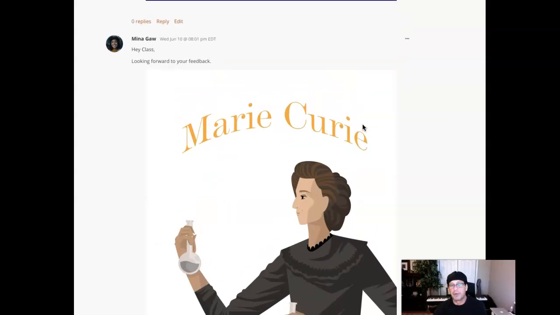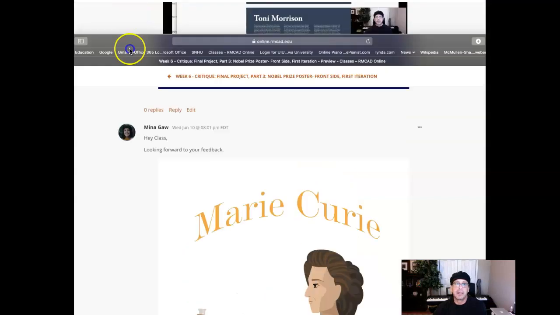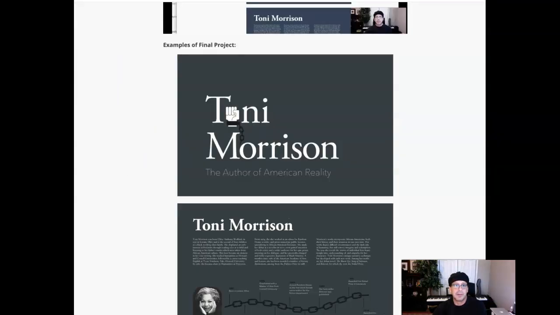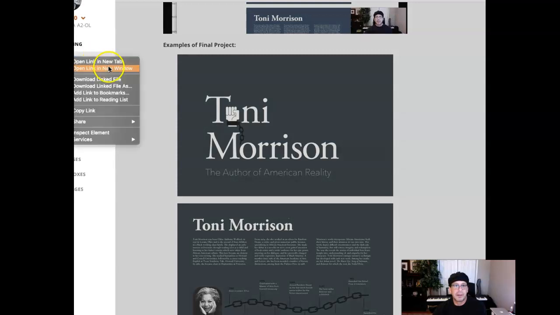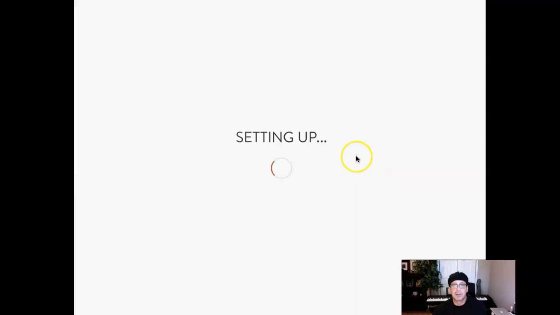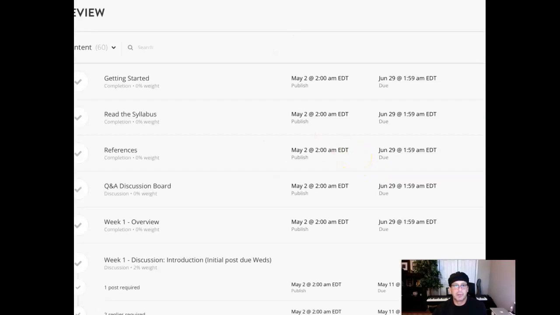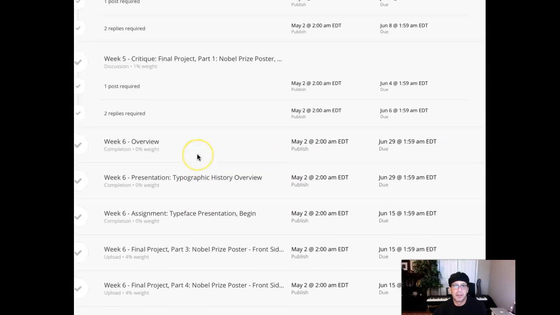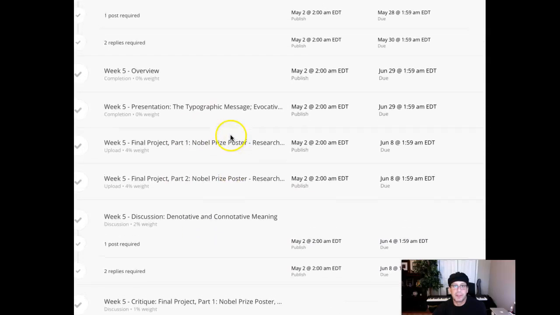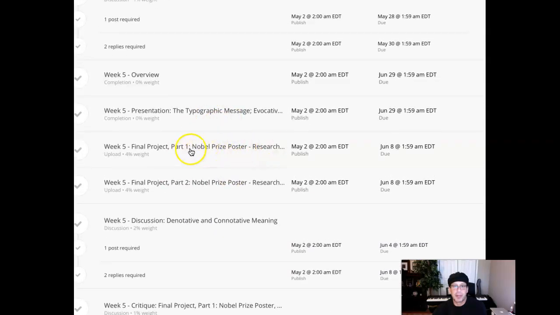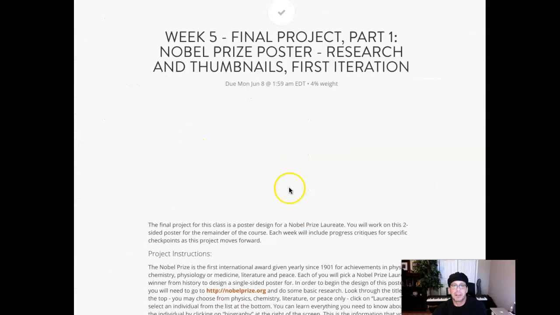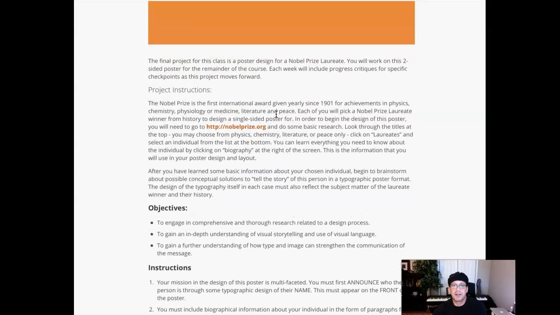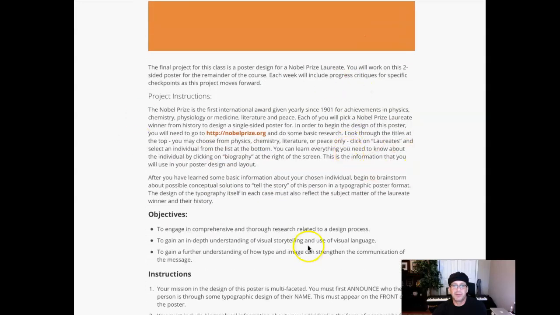So, for example, the front of the poster, you know what? Let's do this. Let me take you over there. And let's just take a look. I want to show you exactly where the requirements are. So let's jump over to week 5, where the assignment was submitted. Nobel Prize right here. Okay, so this is the spec sheet. As I said, this would be something you would read through several times.